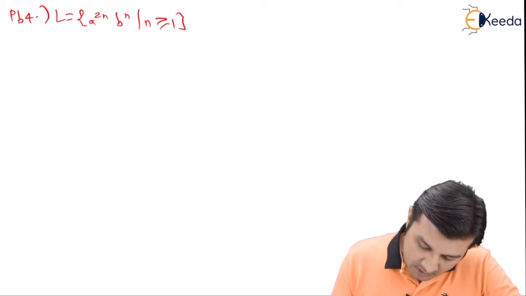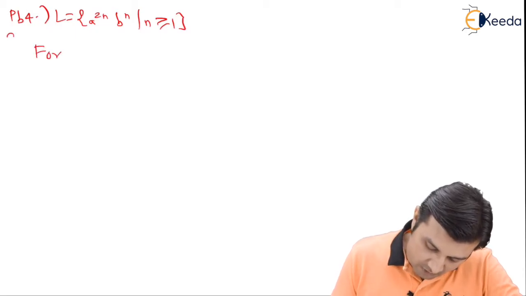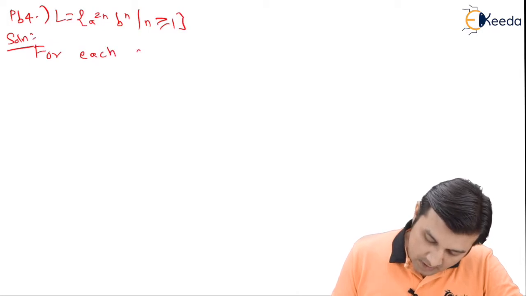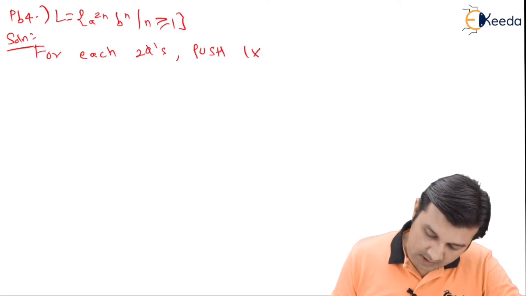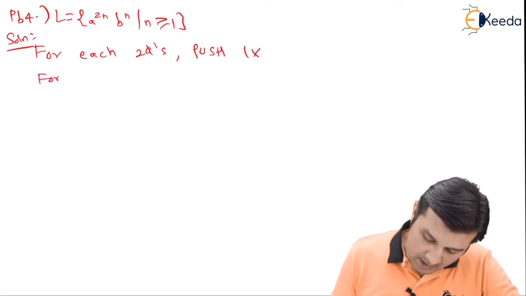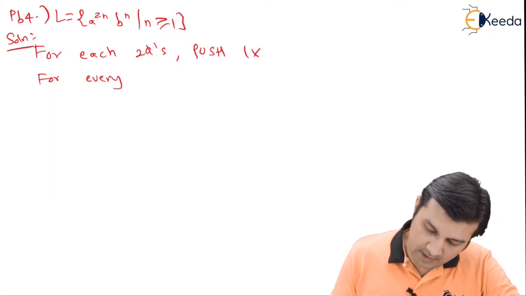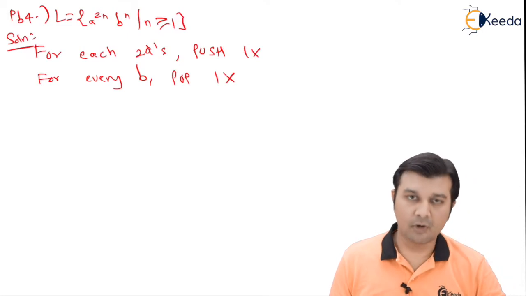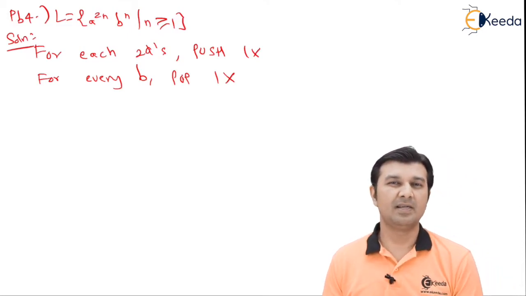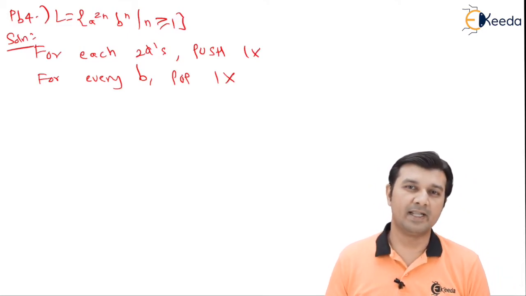I say over here, for each of the two A's, push 1 X on the stack, and for every B, pop that 1 X from the stack. Let us try to understand the problem in more detail now.